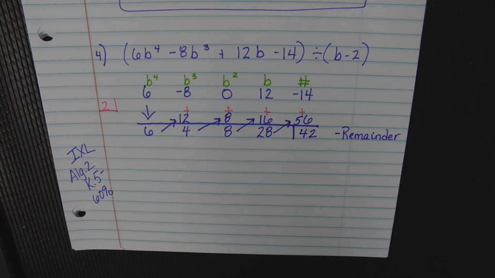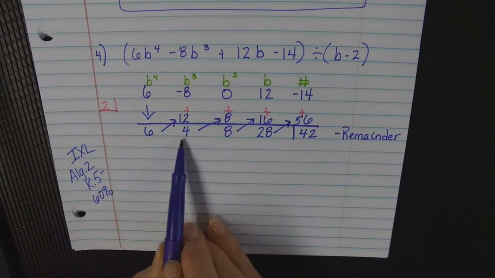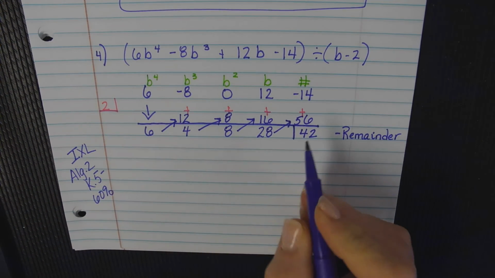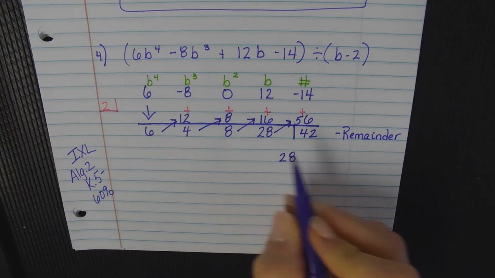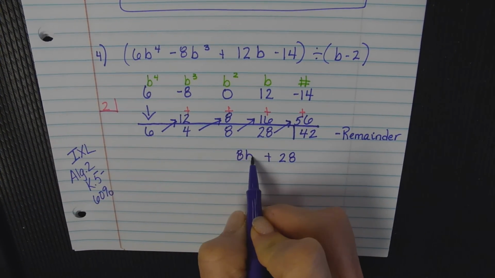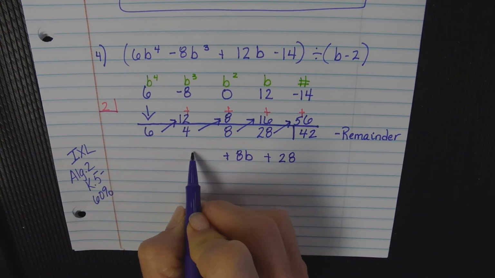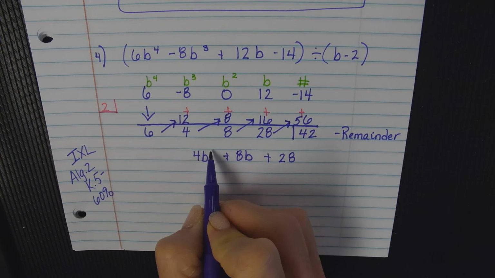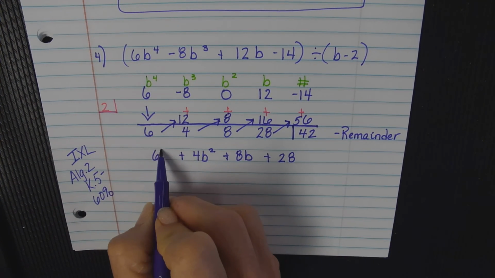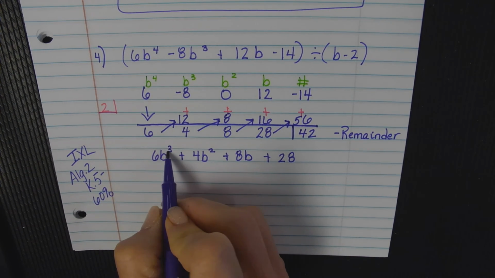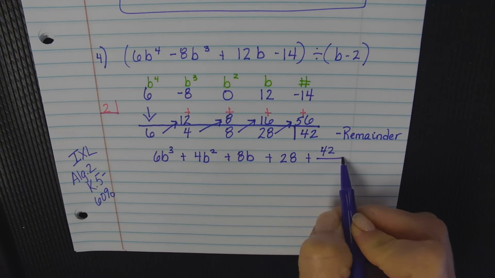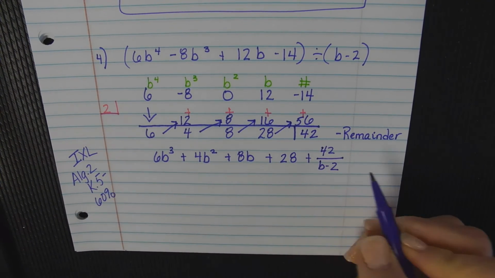Okay, so immediately we're learning all of these terms have shifted over. So now I know 28 is just my number. 8 has, what variable am I doing? B's? Thank you. 8b. So I'm going backwards and I have 4b squared. And it's all positive, isn't it? And then 6b to the third. All right, how do I write my remainder? Positive 42 over, bingo. Who got it right?